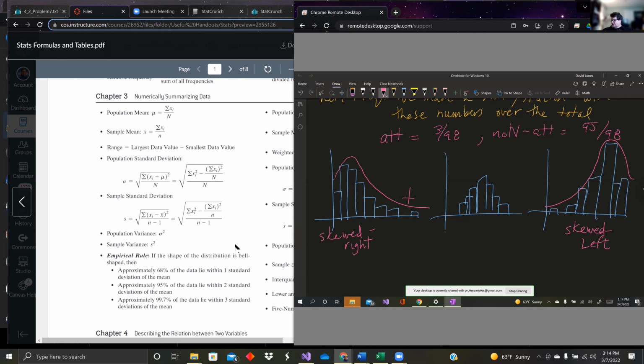So this is the tail. Both sides have a tail, but the left side's tail is really short. And so whichever tail is a lot longer than the rest is the side of the skew. And then if we had a nice little shape where there was a mound in the middle and the tails were about the same on either side, this was bell-shaped.